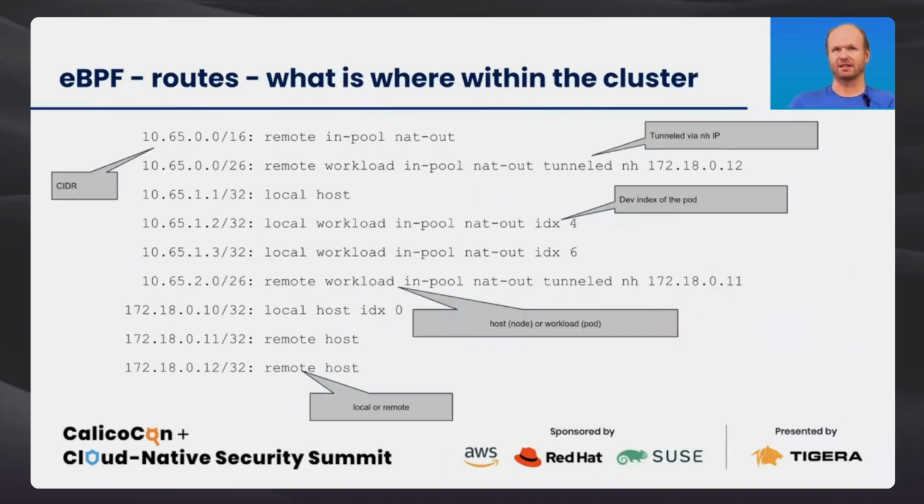The next thing to look at is the routes, and whether the routing is the same as your understanding. Calico uses a routing table of its own, which is not necessarily the same as the host routing. This is more of a table that maintains the understanding of Calico and what is where in the cluster. So when you dump the routing table, on the left-hand side, you will see a CIDR, and on the right-hand side, you will see an explanation of what the CIDR is.